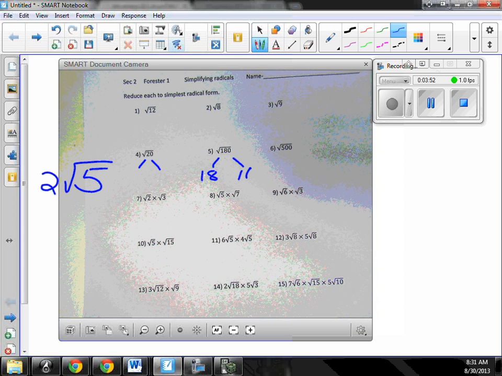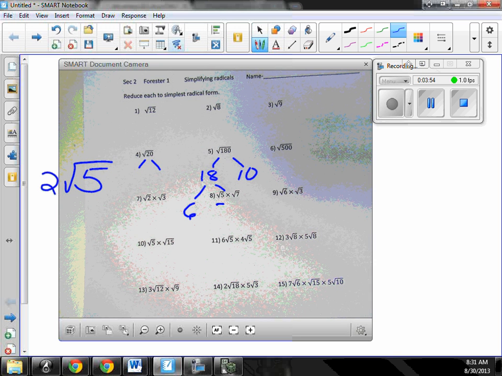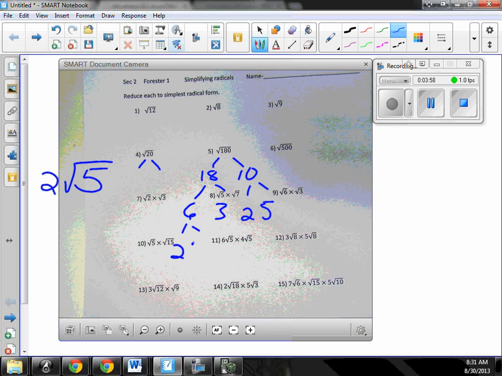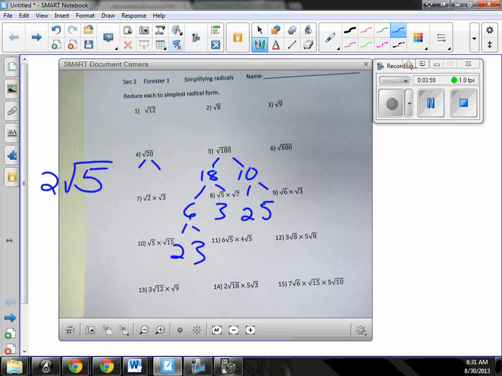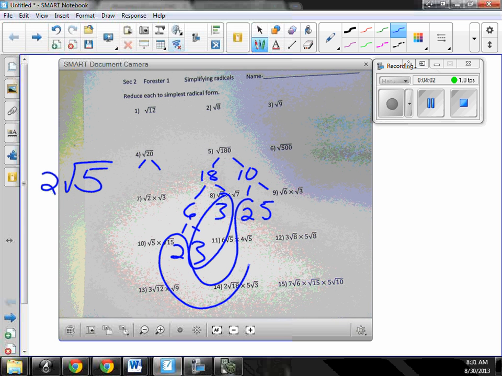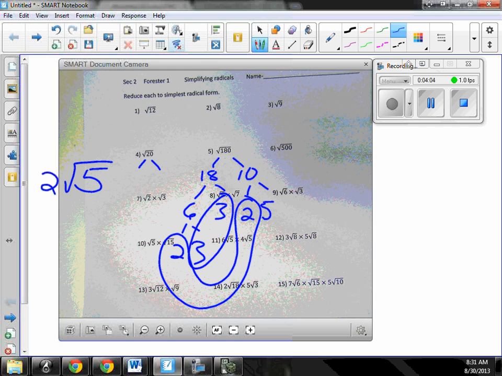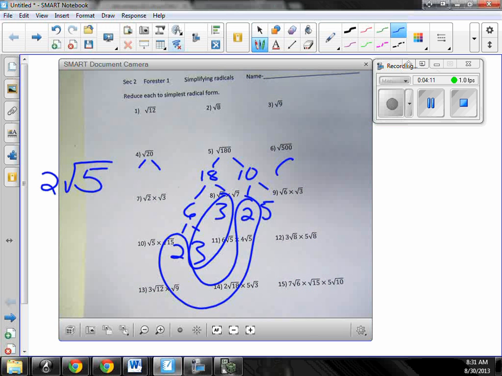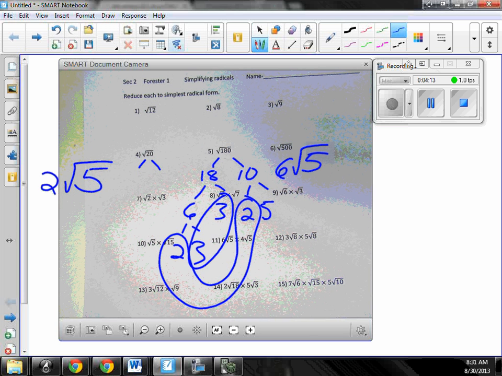18 and 10, 6 and 3, 2 and 5, 2 and 3. And I have a set of 3's and a set of 2's. So I'm going to pull out a 6 with the 5 left over. 6 root 5.